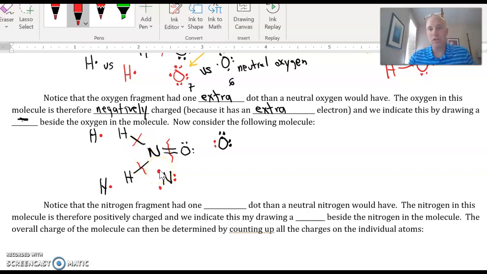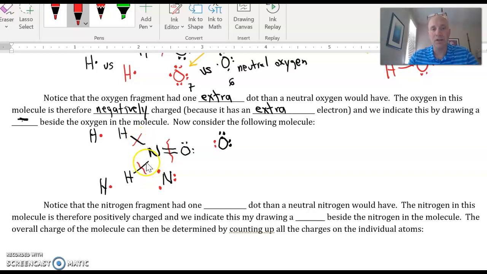Notice I'm drawing it in the corner. When you're ordinarily drawing the dot structures, you try to stay away from the corners. But remember, this is a fragment. It's not designed to look exactly the way a dot structure for a neutral atom would. I'm drawing it in the corner because that's the direction that this bond came from.